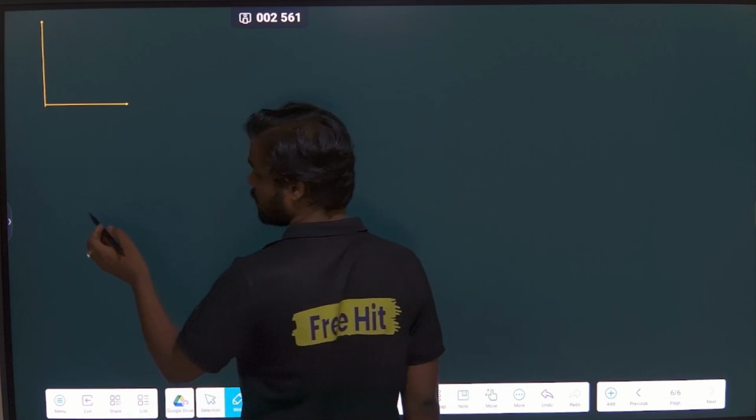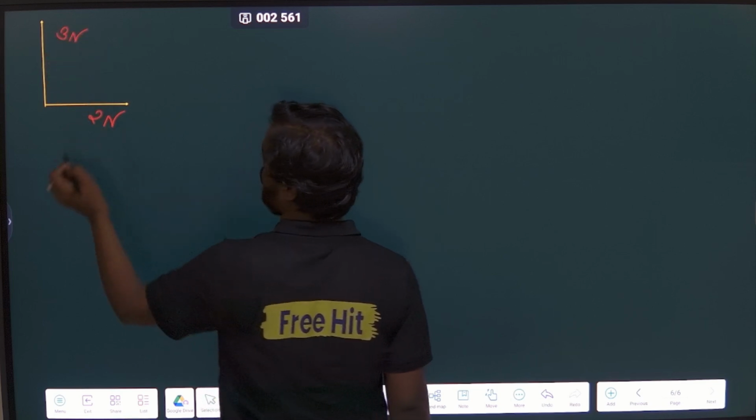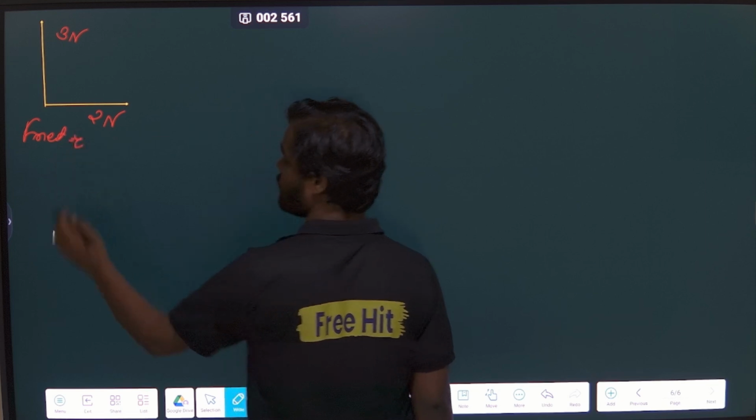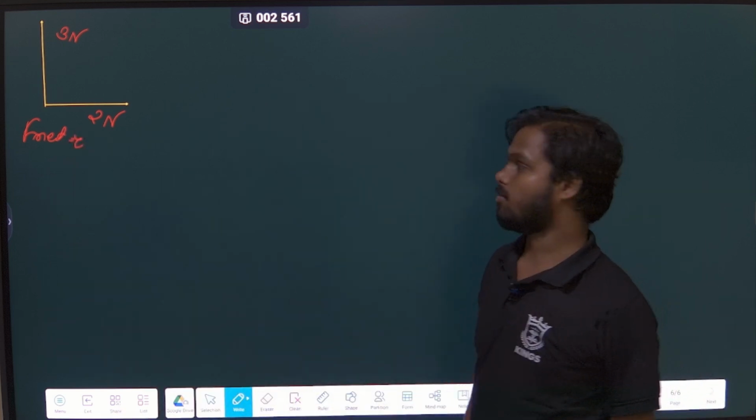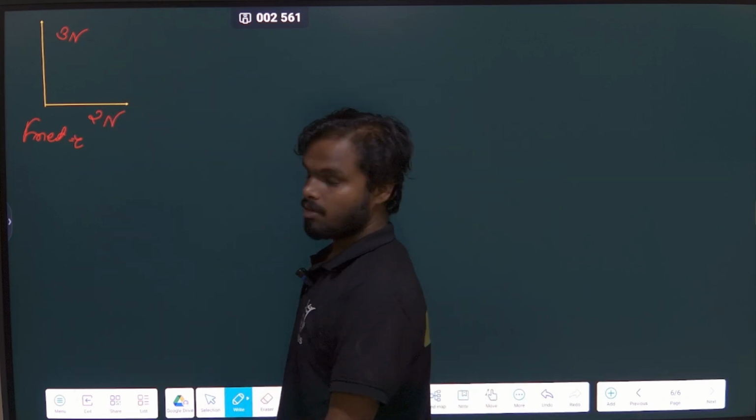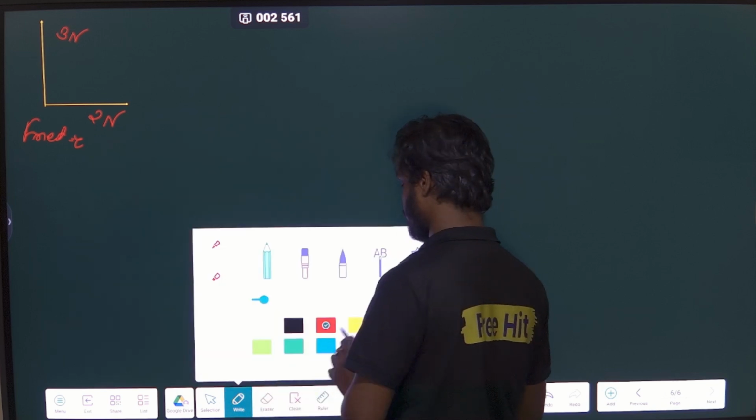Suppose this is the 2 Newton of force and this is the 3 Newton of force, and you have to find F net. What is my net force in terms of unit vector, as I told you? Always take this horizontal as x direction, this is y direction. So how to take the component? Basically I want you to understand how to take the component.